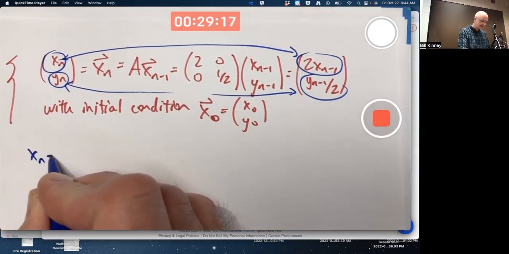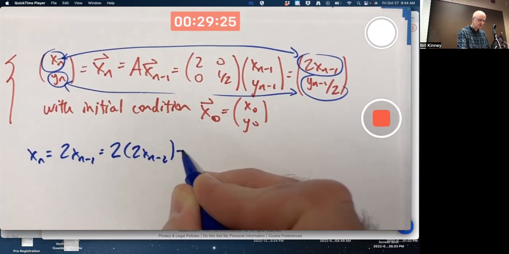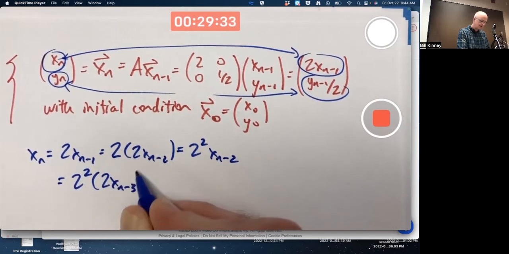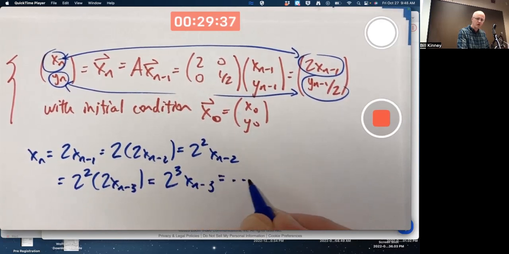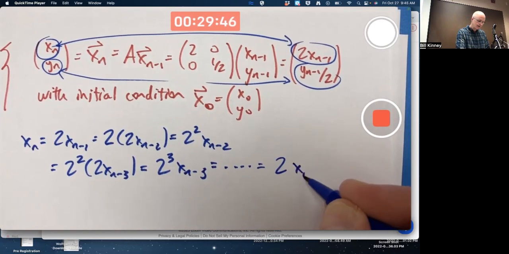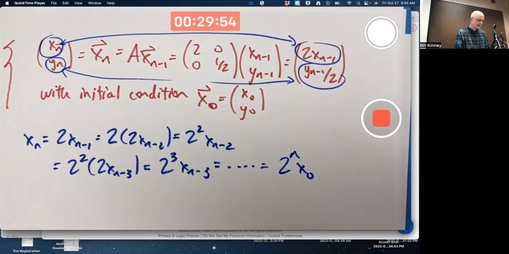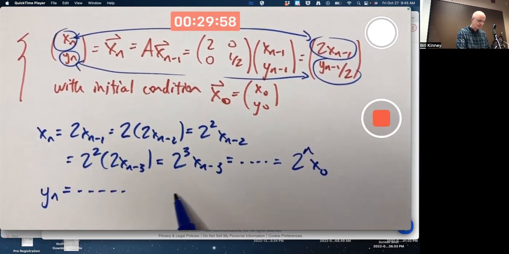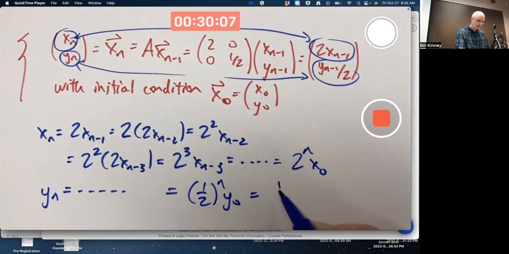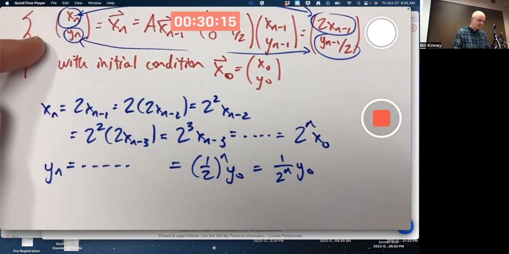We've done this before. xn is 2 times xn minus 1, but xn minus 1 is 2 times xn minus 2. So this is 2 squared times xn minus 2. But xn minus 2 is 2 times xn minus 3. So this is 2 cubed times xn minus 3. Assuming this pattern holds, we relate this to x naught, we're going to get the power of 2 matching what I'd have to subtract from n to get 0, and that would be an n, 2 to the n. And yn is going to be something similar, except instead of a 2, it's a 1/2. Write it that way. You could also, since 1 to any power is 1, write it this way. Put those together in a vector, and you've got your solution of the initial value problem.